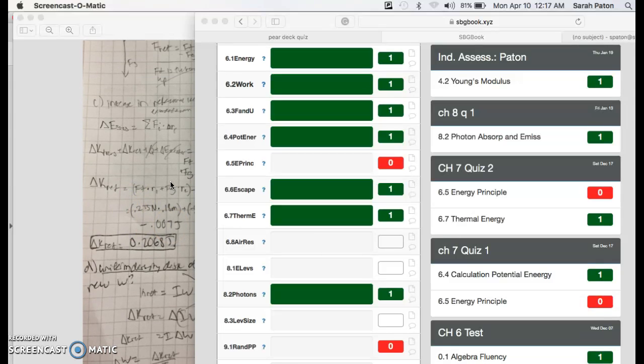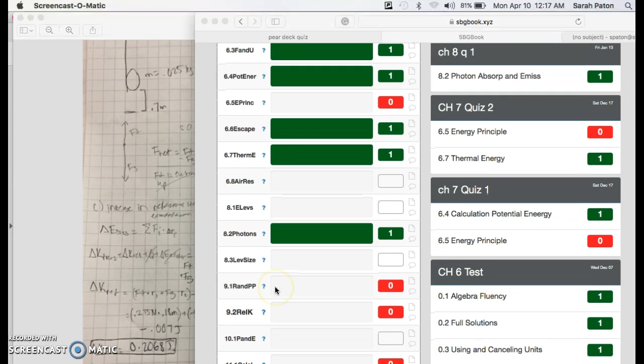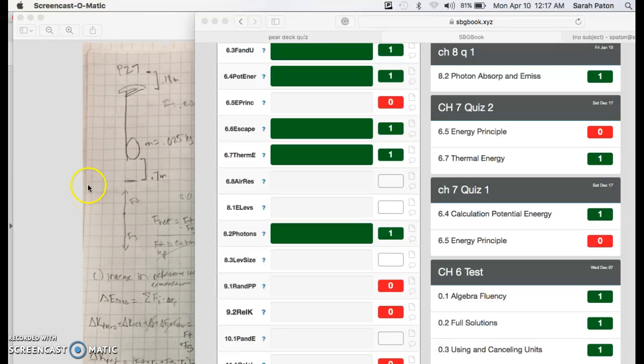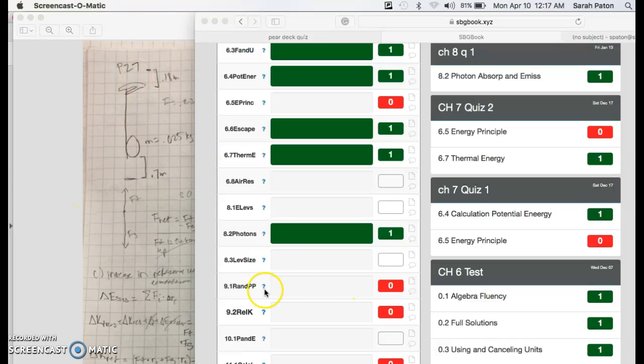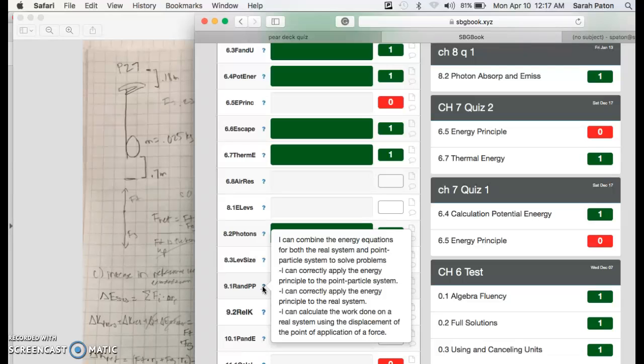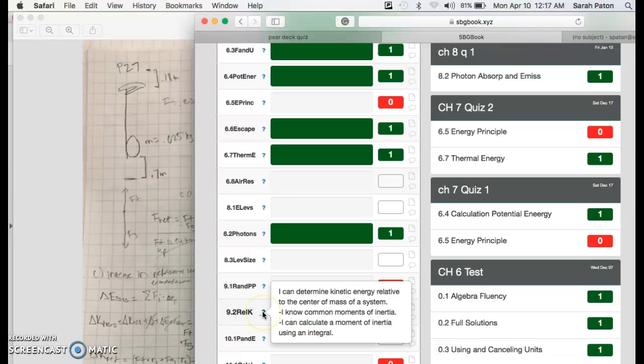Mr. Burke, I'm here to reassess Standards 9.1 and 9.2 from Chapter 9 using Problem 27 from Chapter 9. Standard 9.1 is about being able to tell the difference between the situations in which one needs to use the point particle system and the wheel system, and being able to combine and use the energy equations for both. And 9.2 is about being able to calculate the kinetic energy relative to the center of mass of the system, so that's like K rotational or K vibrational, and also being able to work with inertia.